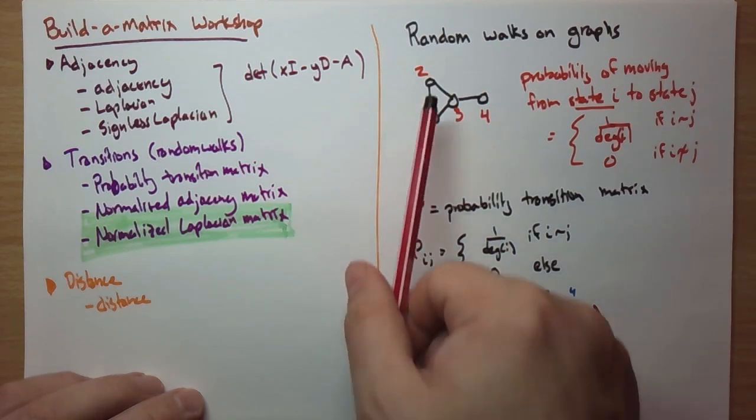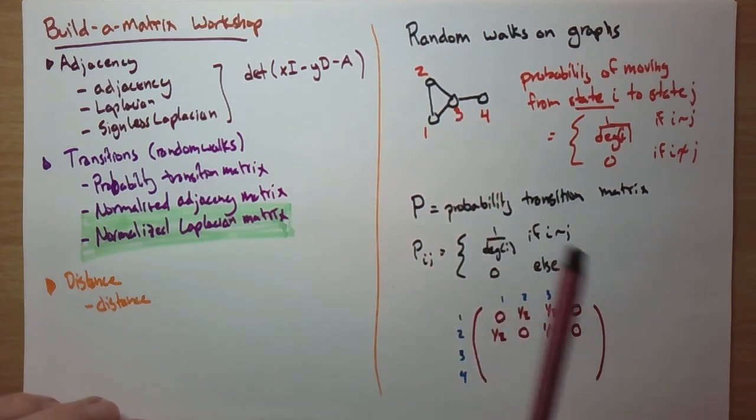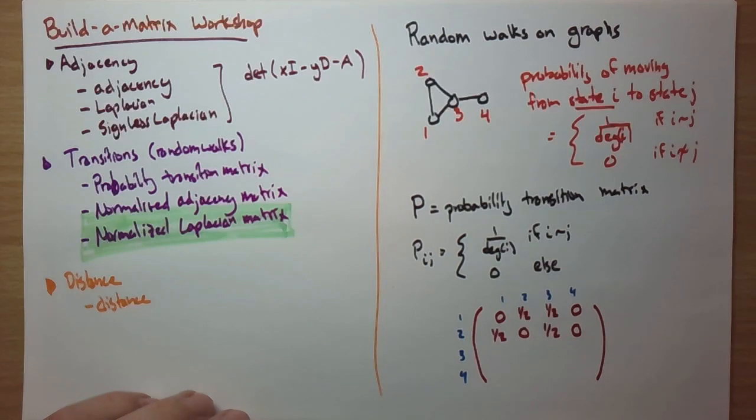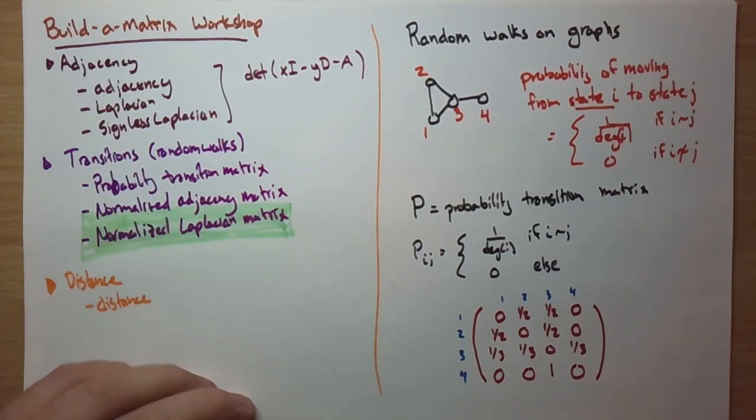Okay, so how about for 2? What can I do? 1 or 3, each with probability 1/2. So 1/2, 0, 1/2, 0. All right, what about 3? 1, 2, or 4, and then probability 1/3. So 1/3, 1/3, 0, 1/3. And if I'm at 4, what can I do? Go to 3. I have to. So that's probability 1.